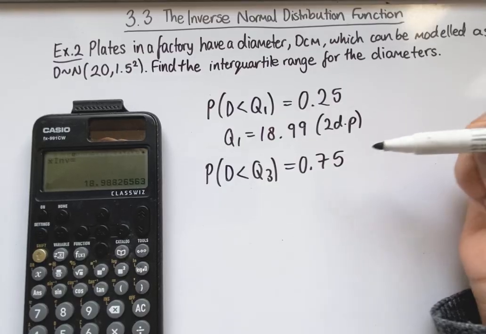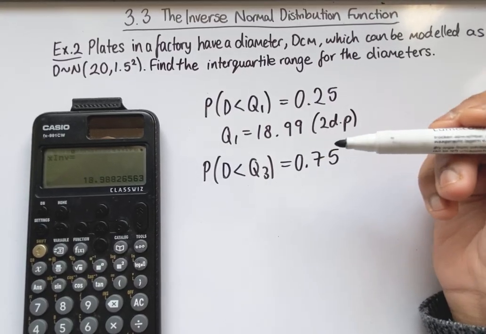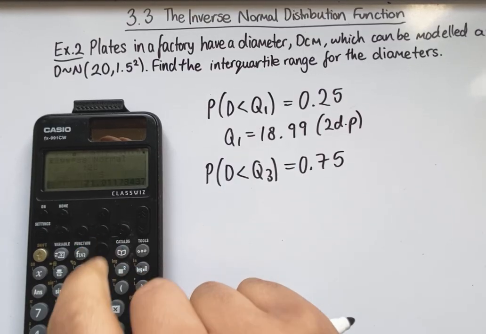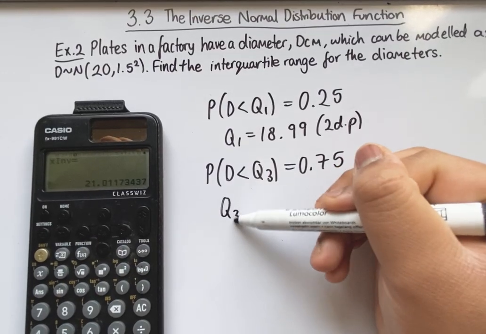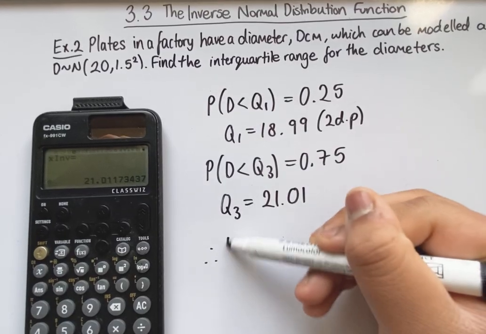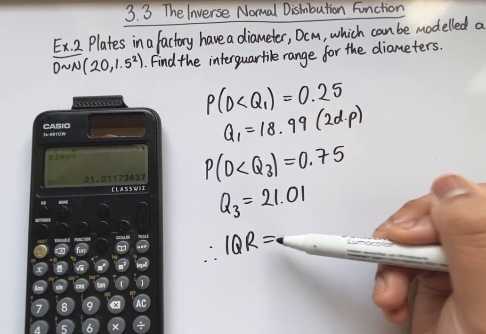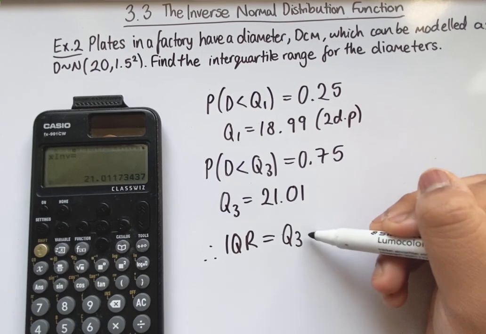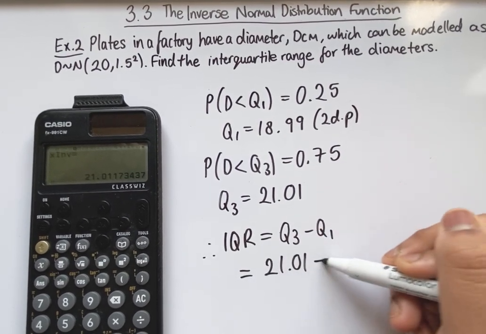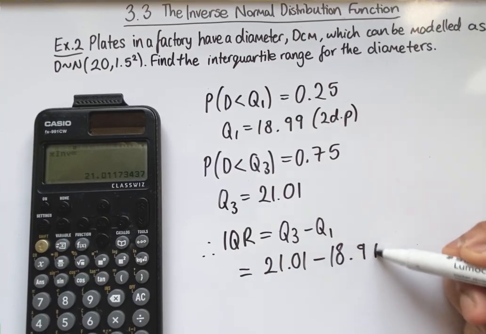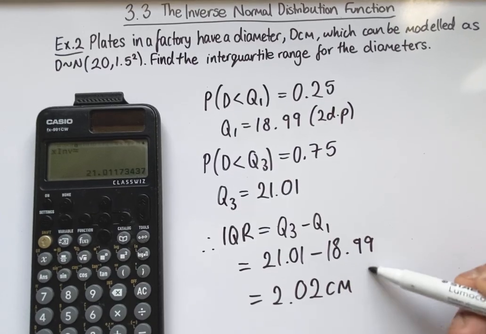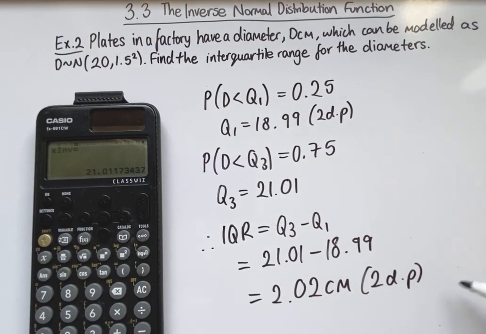Now we know that the probability that the diameter is less than the third quartile will be 0.75, as 75% of the data will lie before the third quartile. And so now we do 0.75 as the area, and we get that the third quartile will be 21.01. And therefore, the IQR, the interquartile range, will be equal to Q3 minus Q1, which is equal to 21.01 minus 18.99, which will give us 2.02 centimeters, which is also to 2 decimal places.